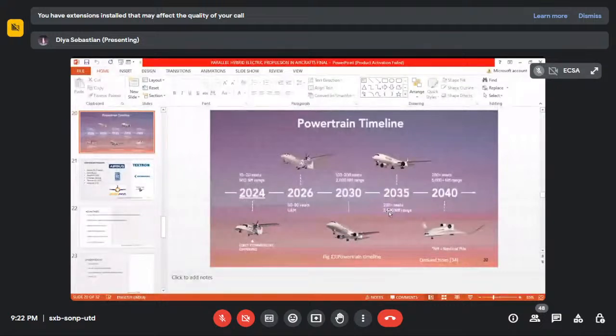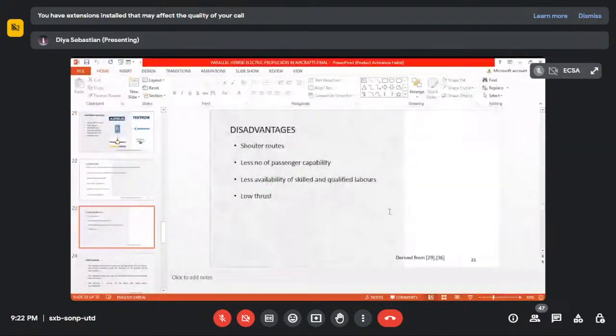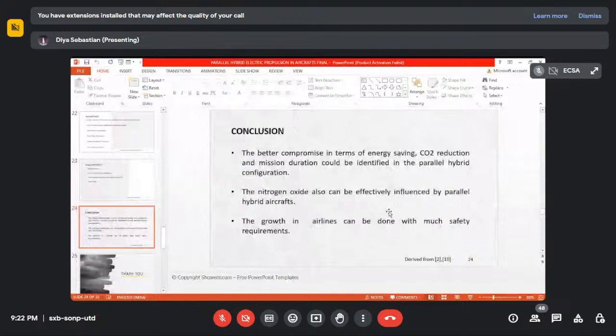So the disadvantages at this particular time could be addressed in a larger way by 2050. As a conclusion, being an engineer, it's a wide perspective for us to deal with. It's so good for us to deal with parallel hybrid aircraft because many more opportunities are waiting for us, like design opportunities and the implementation of the ECU and all.